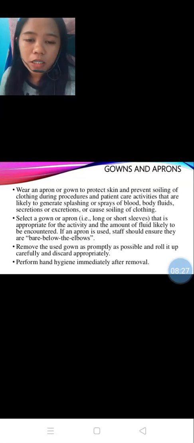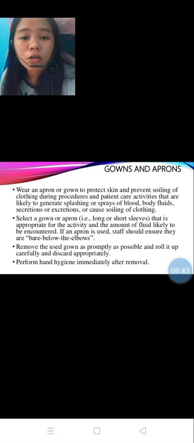If an apron is used, staff should ensure that they are bare below the elbows, and they remove the used gown as promptly as possible, roll it up carefully and discard it appropriately. They perform hand hygiene immediately after removal.